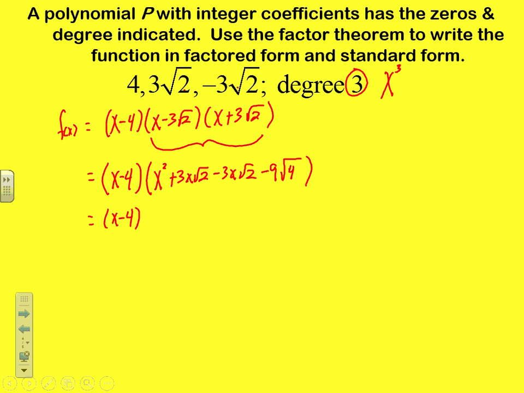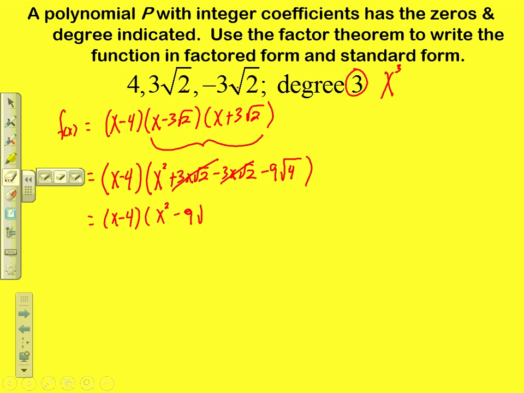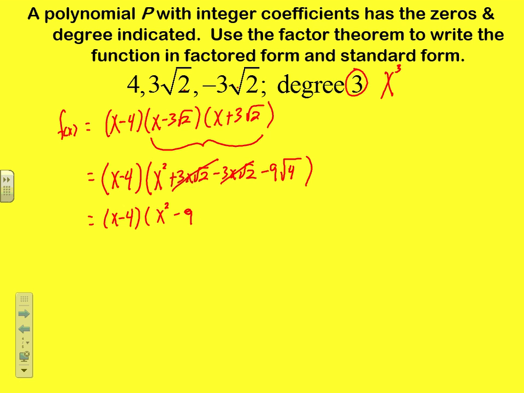So let's simplify the stuff in the parentheses on the right. Here, the like terms, positive 3x radical 2 and negative 3x radical 2, cancel each other out. They're opposites. And so now I'm going to have minus 9 times the square root of 4, and the square root of 4 is just 2, so I'm going to simplify that. And now we have x minus 4, parentheses, x squared minus 18. And so now the first factors that we multiplied have been simplified.